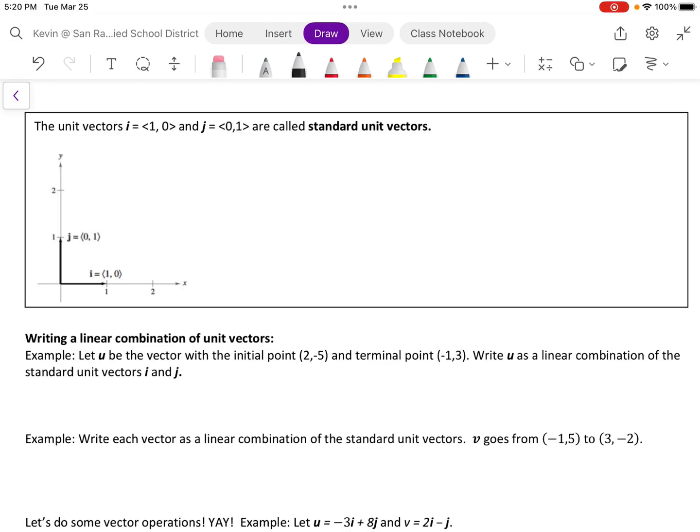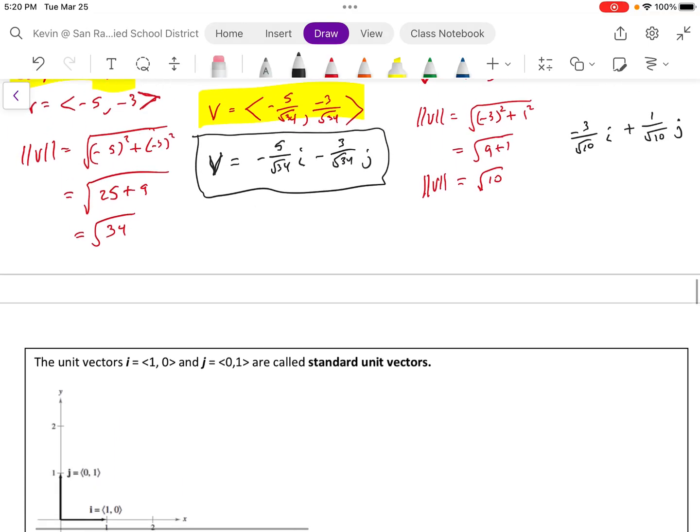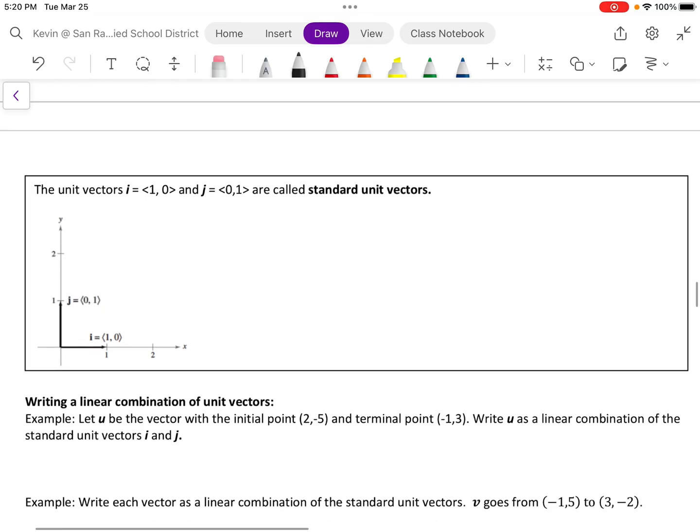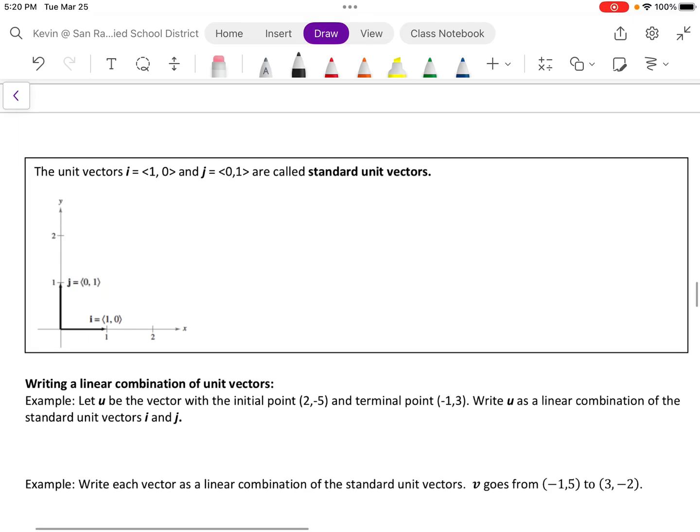All right, this is 6.3 part 2, video number 2. So we looked at unit vectors, and now we're going to look at unit vectors that are written as a linear combination.